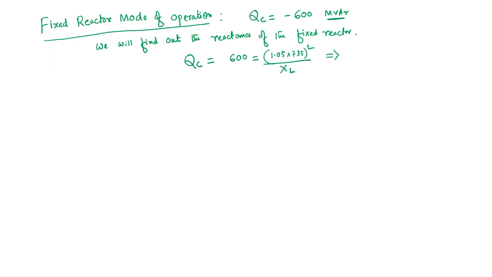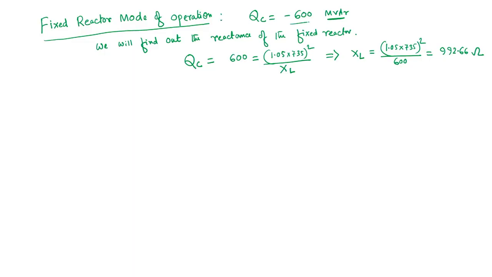From this we can find the value of XL equal to 1.05 multiplied by 735 squared divided by 600, which comes out to be, as per my calculation, 992.66 ohm. That is the reactance of the fixed reactor obtained from the given value of QC. Now, since this compensation is fixed, if the load varies, it will not be able to maintain a fixed voltage; rather the voltage would vary. We will identify what that voltage would be.